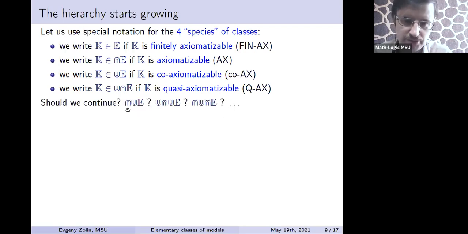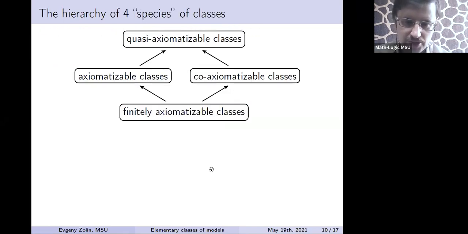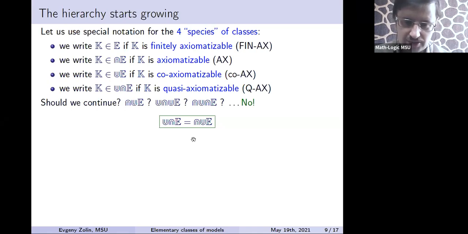Now, should we continue, consider intersections of unions and even further combinations? The answer is no. These 2 second steps are the same. They give the same families of classes. A class is representable as the union of intersections of finitely axiomatizable classes if and only if it is representable as the intersection of union of elementary classes, finitely axiomatizable. So we will prove this just on the next slide.